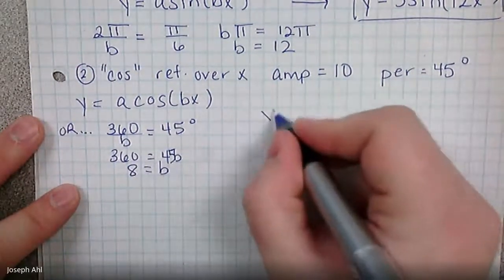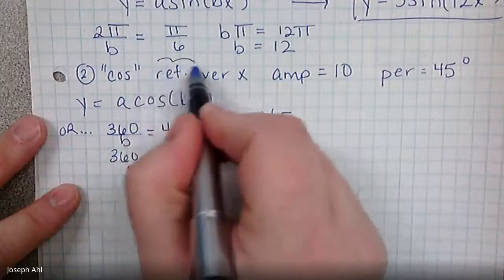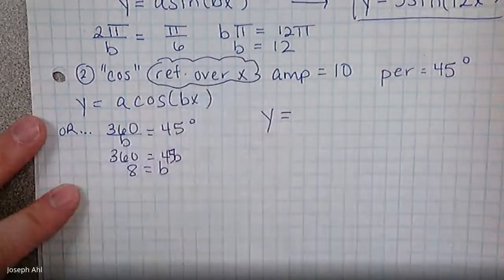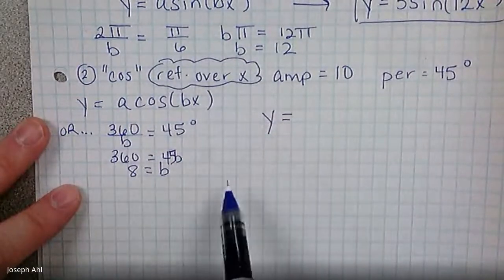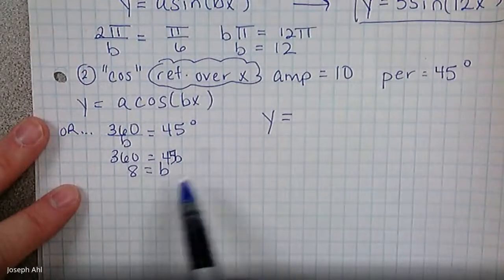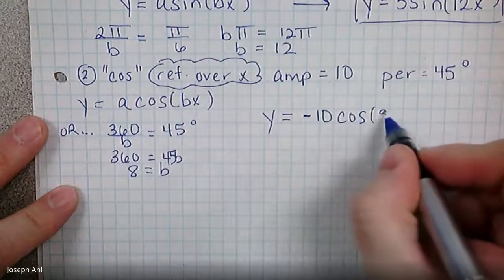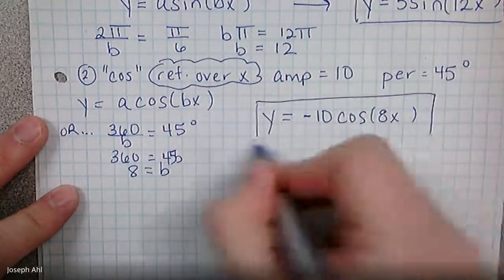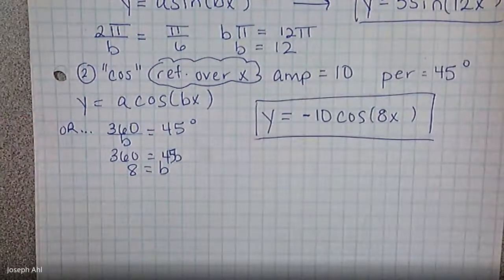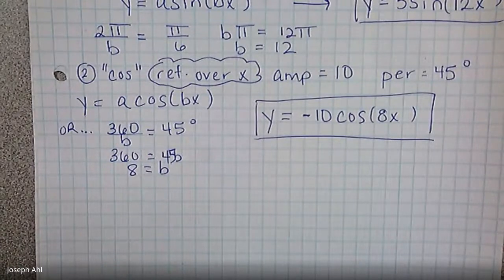When I go to write the equation, the last thing you have to pay attention to that we haven't referenced yet is that this one gets flipped over the x-axis. So when you flip over the x-axis, we know that the amplitude gets negated. So it's -10 cosine of 8x would be the equation. Okay. So once you get the hang of it, hopefully pretty straightforward there.